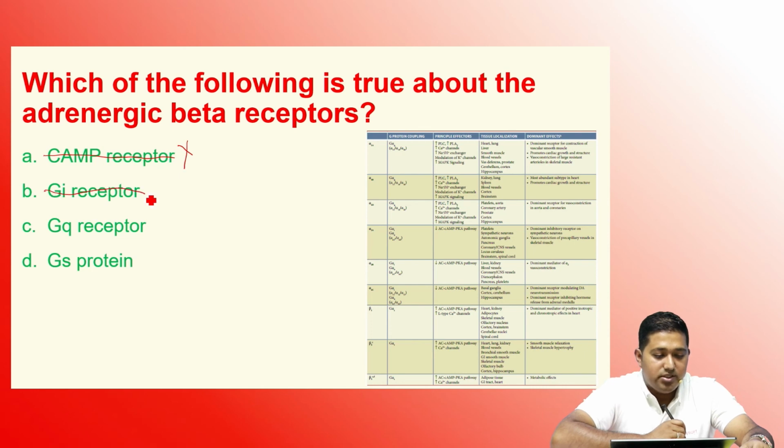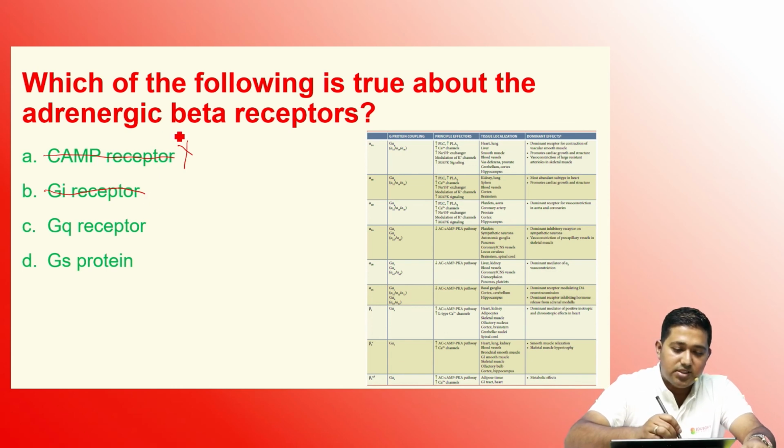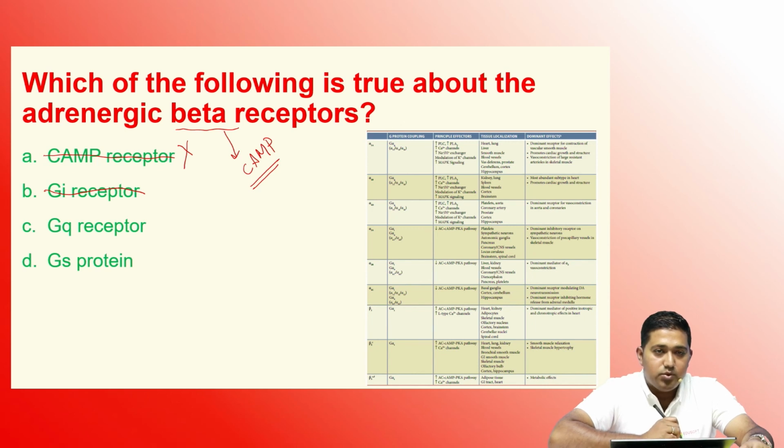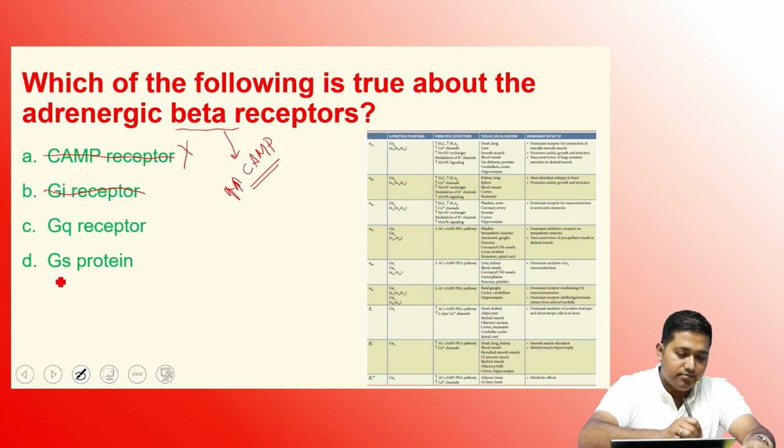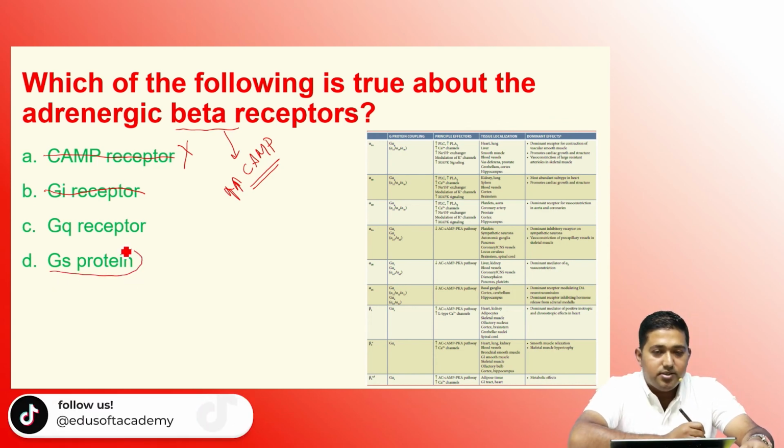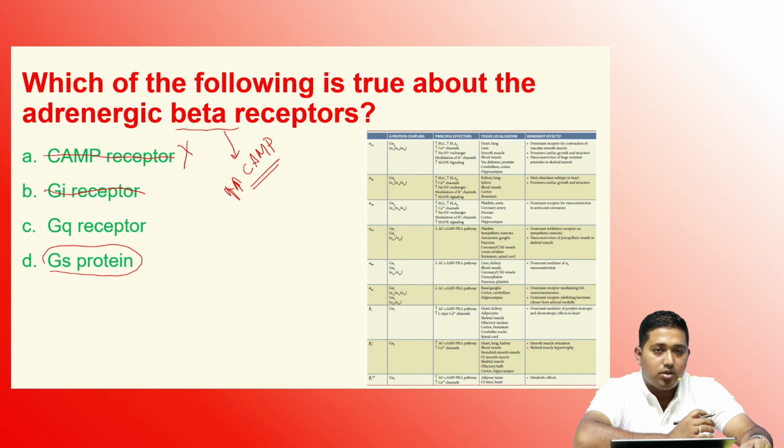Now we are left with 2 options, Gs and Gq receptors. If you remember, beta receptors mainly increase the activity of cAMP inside the cell. They are coupled with cAMP, so they bind to and increase cAMP. So it has to be the Gs protein. Now you might ask, the answer is a protein here, but we are talking about receptors. The receptor molecule itself is a complex made up of protein. That's why even if the question says Gs protein or Gs receptor, the answer will be the same. However, the Gq receptor mainly acts through the IP3 DAG pathway, which is not the pathway by which beta receptors act.